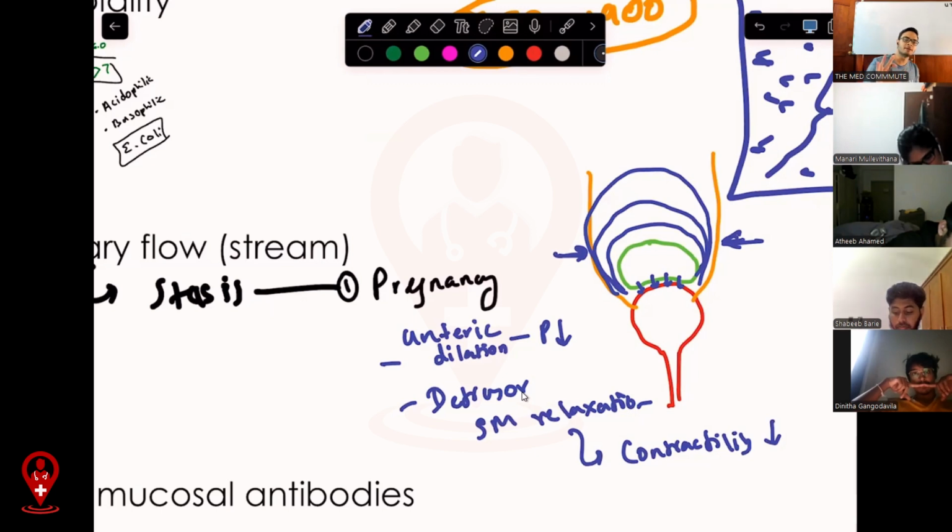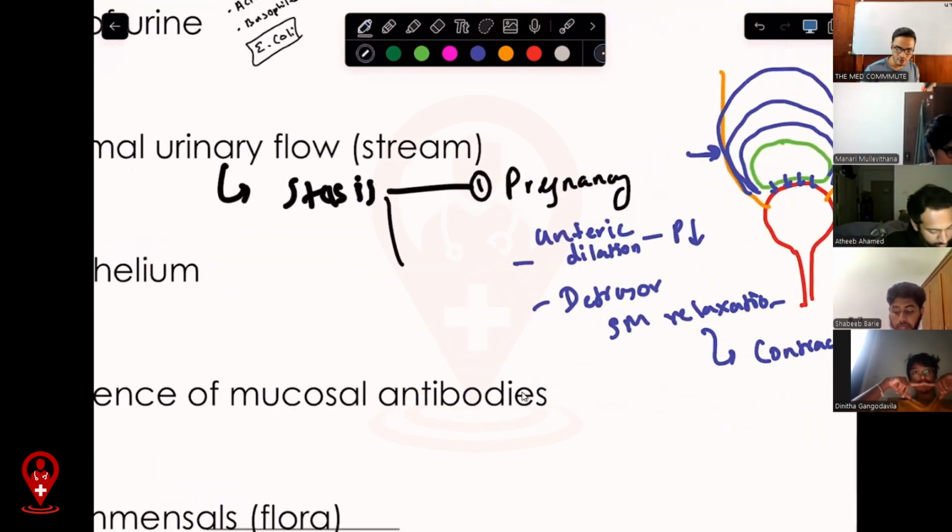Okay, so all of these combined give rise to stasis, or a high risk for urinary tract infections in pregnancy. Okay, everyone clear? Right. So pregnancy is one. What is the second one?